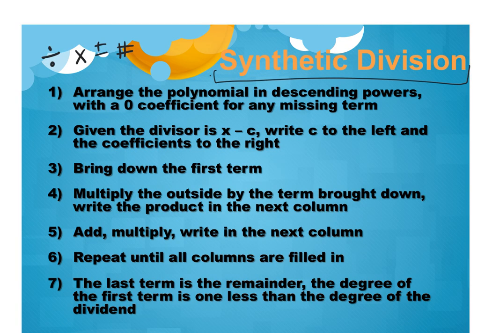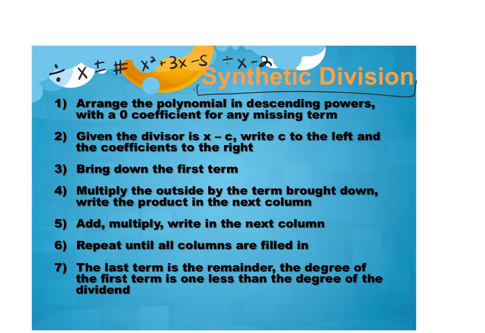So now let's say I had x squared plus 3x minus 5, and I'm dividing by x minus 2. I know I'm going to do synthetic because it's x minus 2. First, I'm going to take both my divisor and my dividend and check the same thing we did for long division. Is it in decreasing degree order? Have I skipped any terms? If not, then I'm going to arrange, which is step 1.